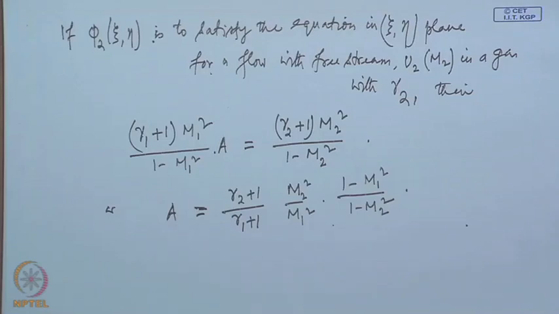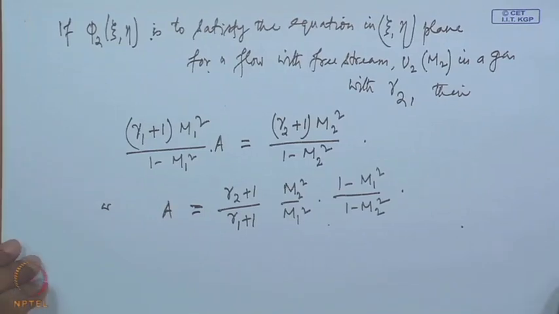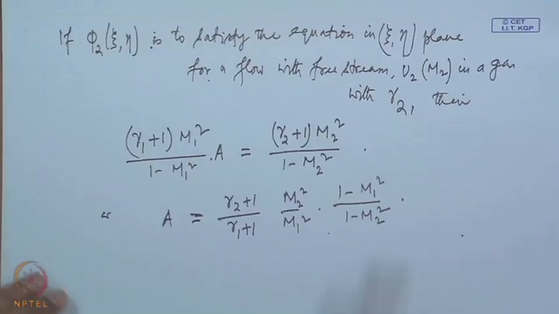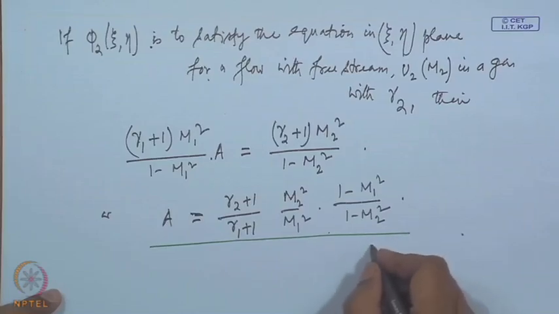So, we see now that the A is no longer arbitrary. If we want this choice of our second function phi 2 xi eta to be a valid potential function, then this A must be this. So, it is not arbitrary in this case.